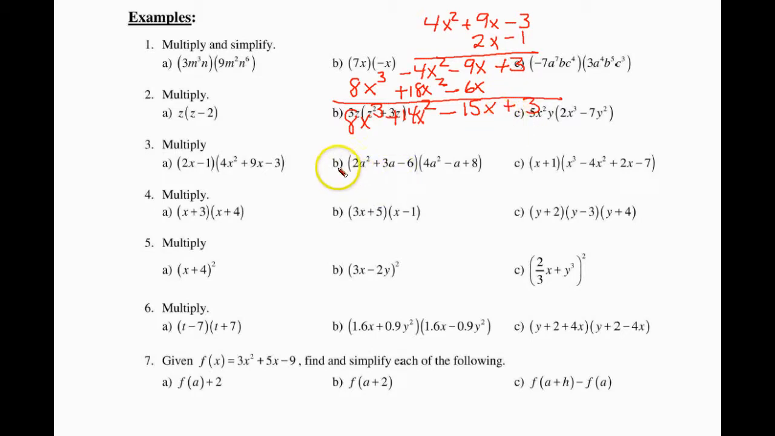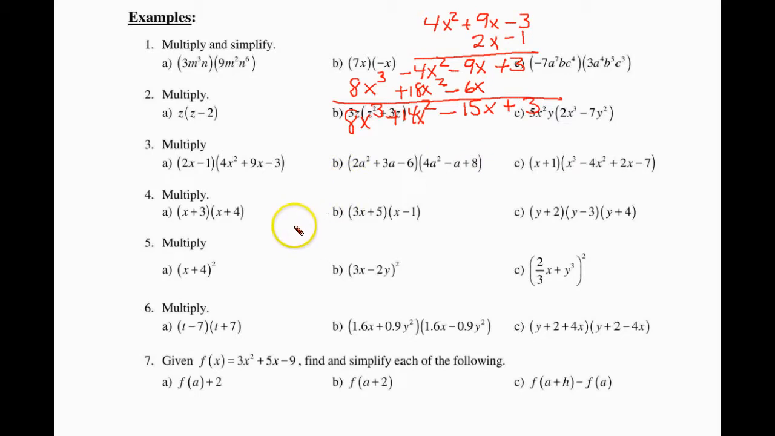Now, in letter B here, it's exactly the same way. And in letter C, again, exactly the same way. The longer polynomial on top, the shorter one on the bottom, line them up, get your vertical like term columns, and add them up.